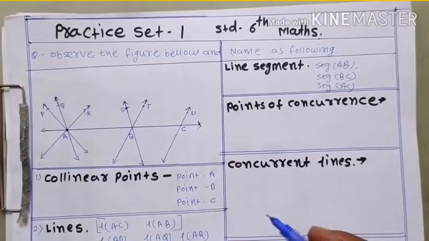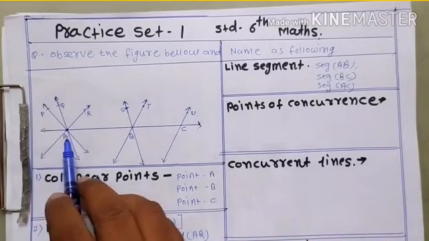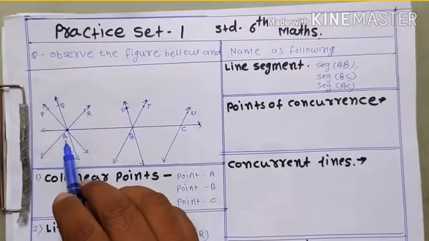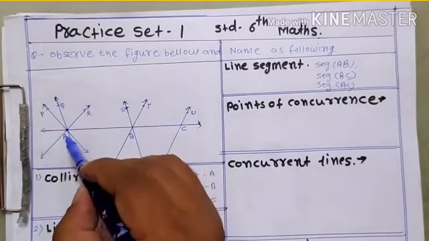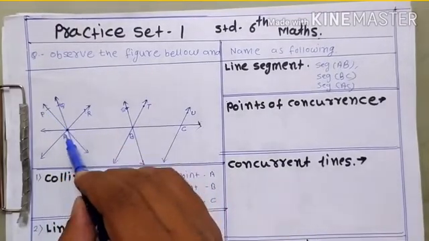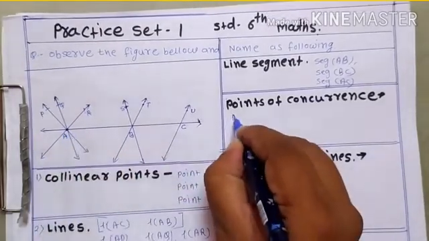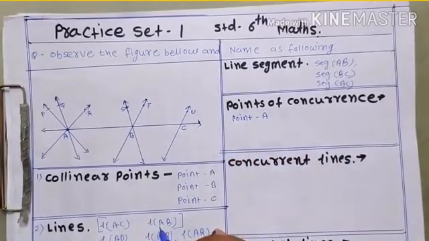Next, point of concurrence. What is meant by point of concurrence? Two or more than two lines passing through the same point is called point of concurrence. There are 3 points. Point A, they have 1, 2, 3, 4, 4 lines passing through the point A. So point A is the point of concurrence because 4 means more than 2.